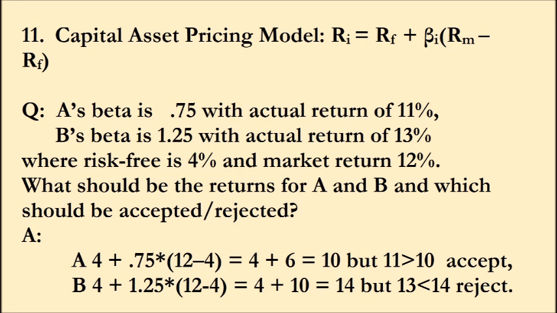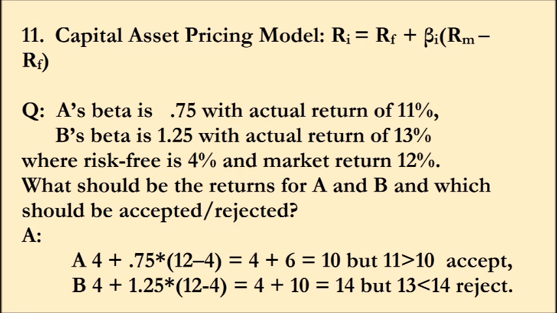A has a beta of 3/4, actual return of 11. B has a beta of 1 1/4, actual return of 13. Risk-free rate is 4. Market return is 12. Market premium thus is 8. Well, for A, we take that 3/4 of the market premium of 8. That's 6 plus 4 make 10, but it achieved 11, so we accept it.